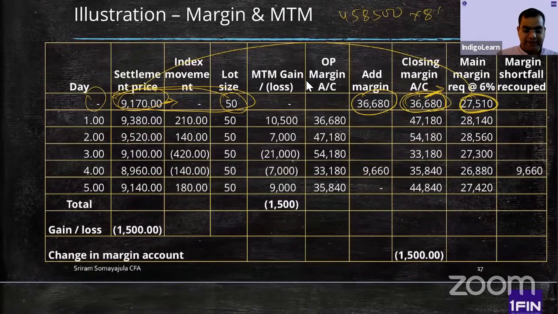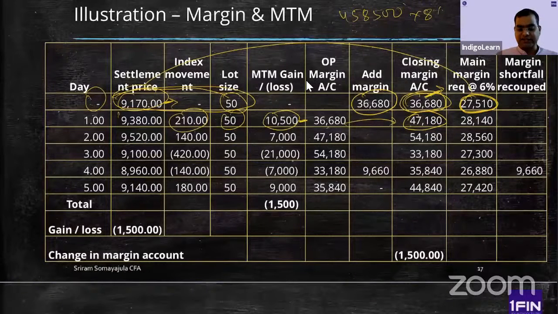Now on day 1, what happened? The price went up from 9,170 to 9,380. So it has gone up by 210. Now 210 into 50, basically 10,500 is the gain that you have made. So this entire 10,500 gets added to your account. 36,680 plus 10,500 is 47,180. So your margin has now increased. This 47,180 is in your name with the exchange as margin. If you want, you can withdraw this 10,500, but you have to ensure that you always maintain the 8% margin as initial margin that was put in. But at all times, it can never go below this 6%.